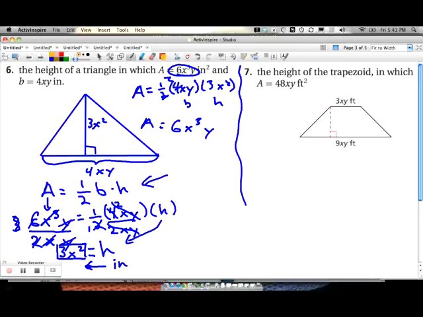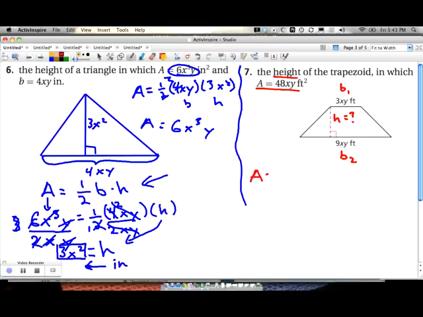Let's do this next one. Let's do it in a different color, just to differentiate a little bit here. Keep your eyes fresh. We know that the area is 48xy feet squared. Ooh, well that's interesting because I see that this is one of my bases. Here's another base. It doesn't really matter which one is which because it could be upside down for all we know. The only piece that we don't know is the height. That's what it's asking us to find.